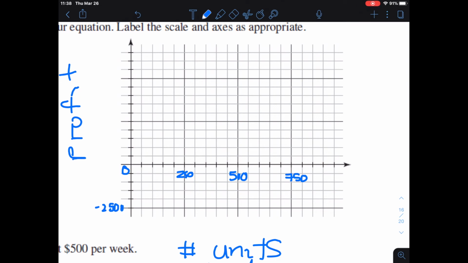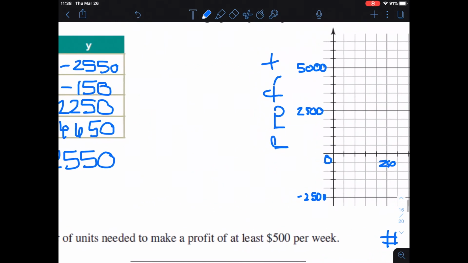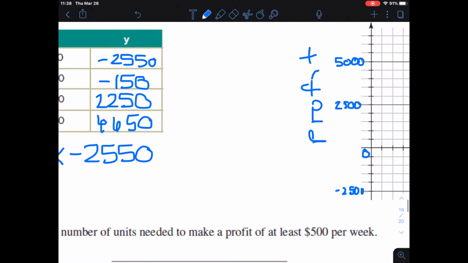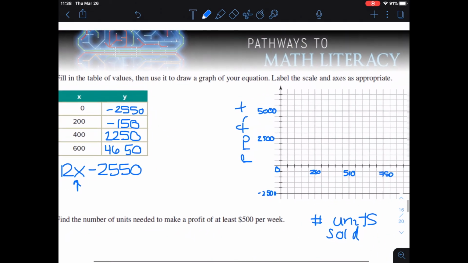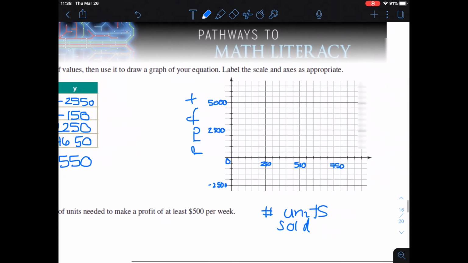So we have some negative profits. Then we go to positive 2,500, positive 5,000. So we need to make sure we can get this 4,650. Make that 4 a little bit easier to see. Okay, so now we've got to go and plot the points.